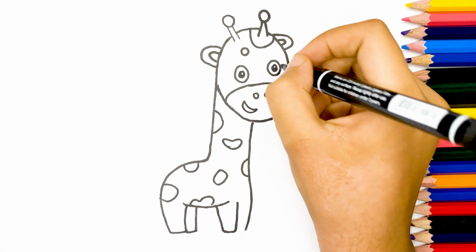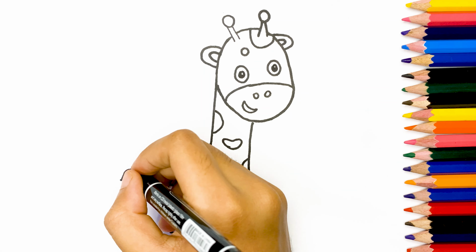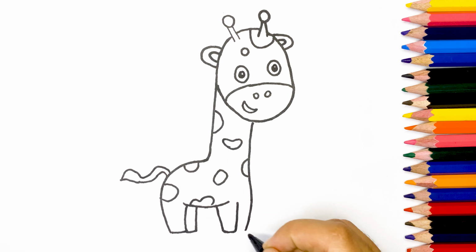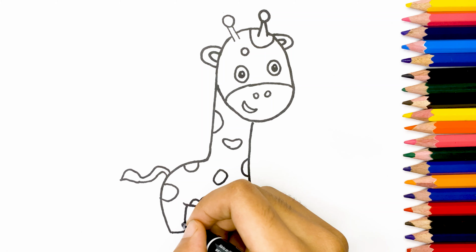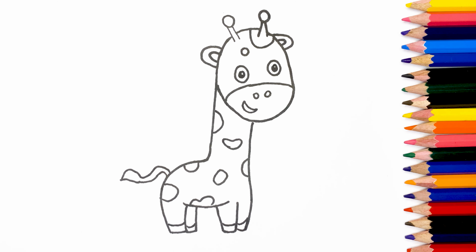Giraffes use their long necks to reach leaves high up in trees that other animals can't reach. They have big, gentle eyes and can run very fast.